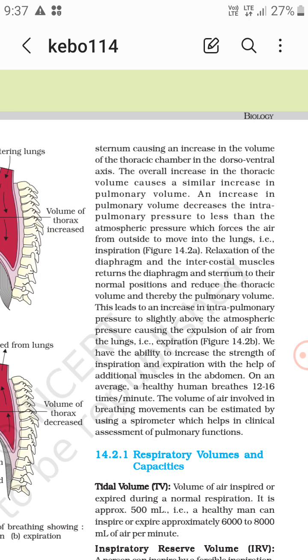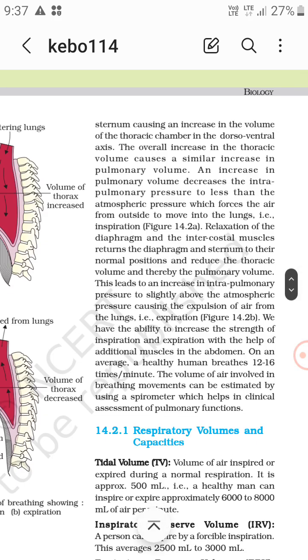Now this is the inspiration. Now relaxation of the diaphragm and the intercostal muscles, that is external and internal. The relaxation of the diaphragm and the intercostal muscles returns the diaphragm and sternum to their normal positions and reduces the thoracic volume and thereby the pulmonary volume.